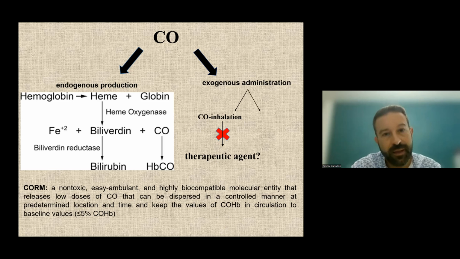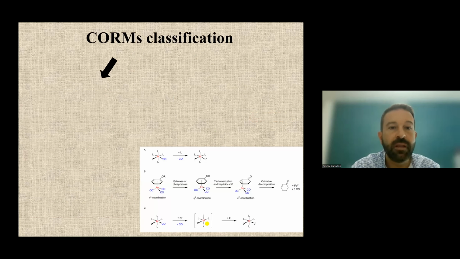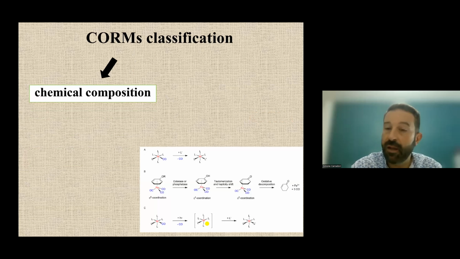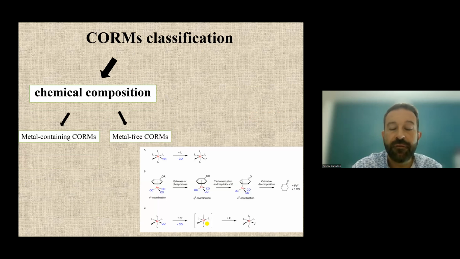So the other alternative is to use carbon monoxide releasing molecules, compounds which can be classified based on their chemical composition, for example, in metal-containing CORMs and metal-free CORMs. In the first case, we have a metal which can coordinate several carbon monoxide molecules which can be released over time. In the second case, we have an organic structure, usually, which can be decomposed or hydrolyzed into several products, byproducts. One of them is carbon monoxide.